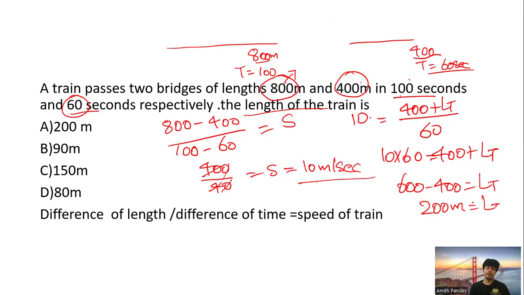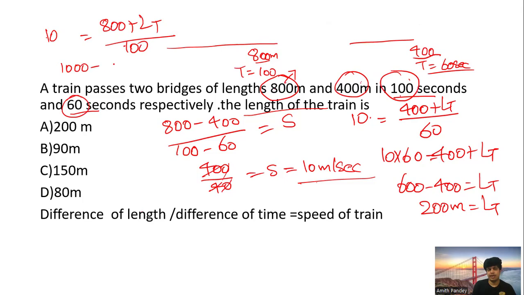Now I hope you understood. In case you feel, no, I just want to figure it out with a higher number, you can go with that too. That's 800. The length of the train is as it is, but the time taken is 100 seconds, equal to speed. So 10 into 100 is 1000, equal to 800 plus LT. Here also you'll get the same: 1000 minus 800 is 200 meters.